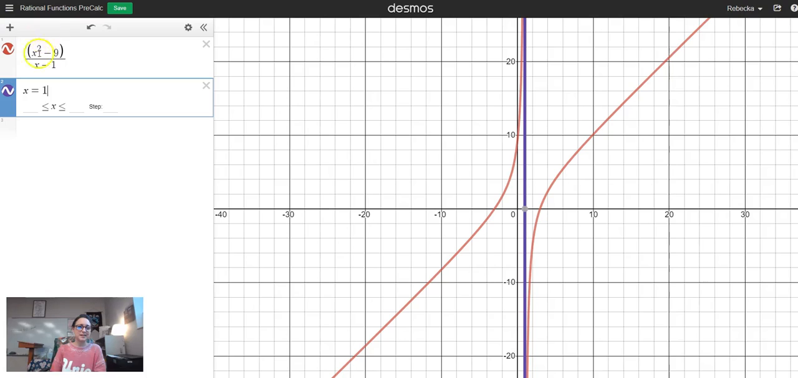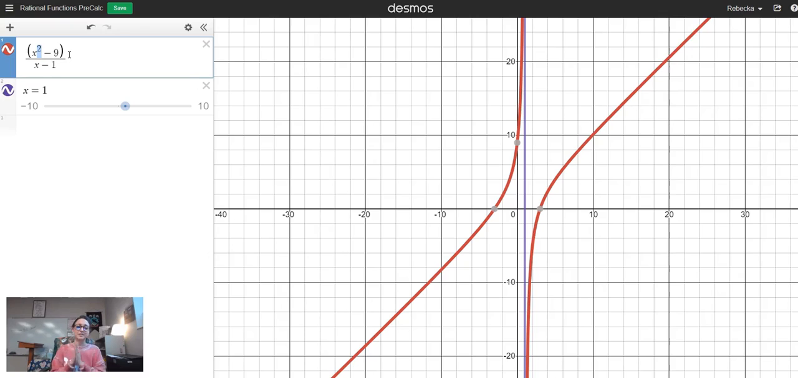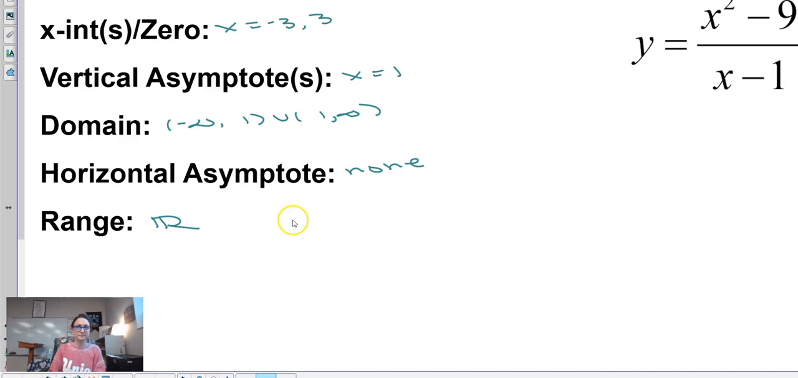And why is that? Well, that's because the degree of the denominator is smaller than the degree of the numerator. So this power of 2, the numerator takes over. As the numerator gets bigger and bigger, it doesn't approach any certain number, it just approaches infinity. So no horizontal asymptotes there, and range all real numbers. So here is our final answer for that equation.